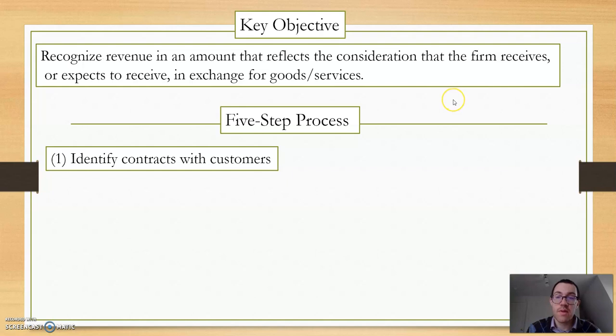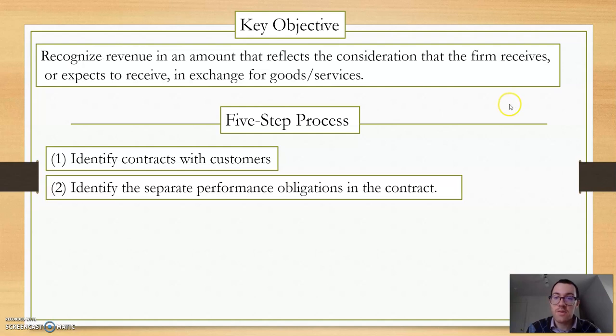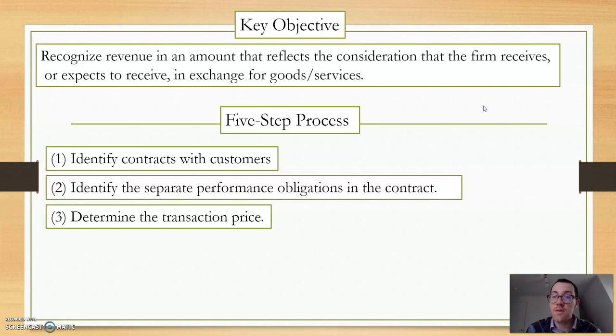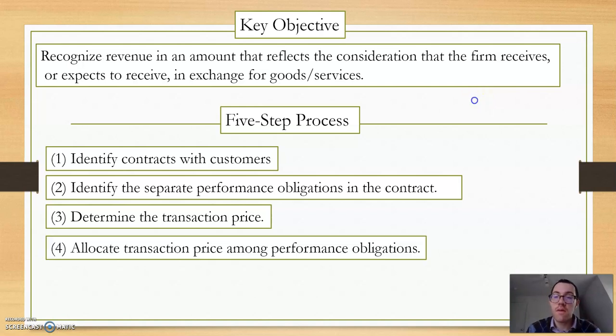Our first step will be to identify contracts with customers. It's usually pretty easy. The second step is to identify the separate performance obligations within that contract. So sometimes you have a contract with multiple performance obligations. For example, you get a haircut and it includes a wash. You wash your hair afterward. It's pretty nice. The third step is to determine the transaction price. Again, usually pretty straightforward, the amount of money that they charge you for.